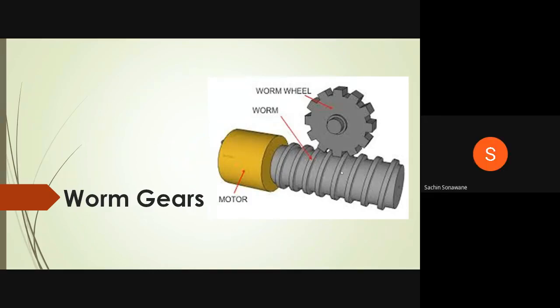Now in this diagram, this worm, meaning the threaded screw, is connected to the motor. Therefore, whenever this rotates, this worm will rotate. From the diagram, you are observing that the pitch circle diameter of the worm is smaller than the pitch circle diameter of the worm wheel.